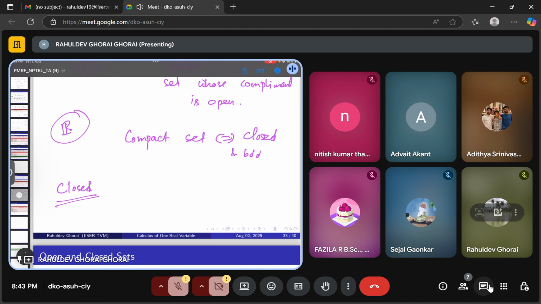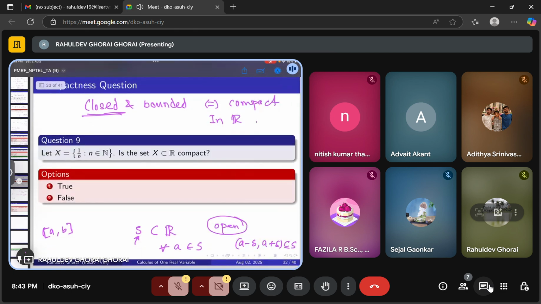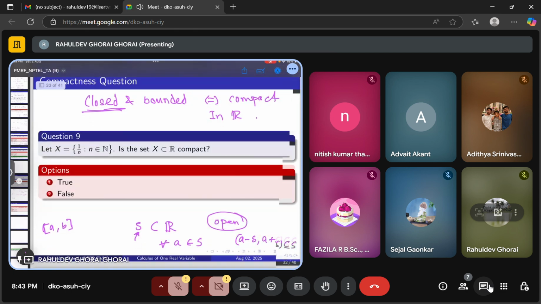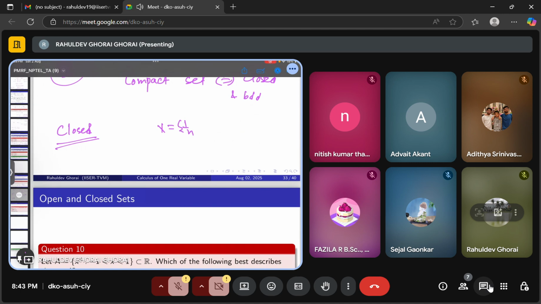Do you know limit points? No? Then leave it. Okay, then it will be a little difficult. That's why I think about x is equal to 1 by n, where n belongs to the natural numbers. You can show that it is bounded. That is okay, right?